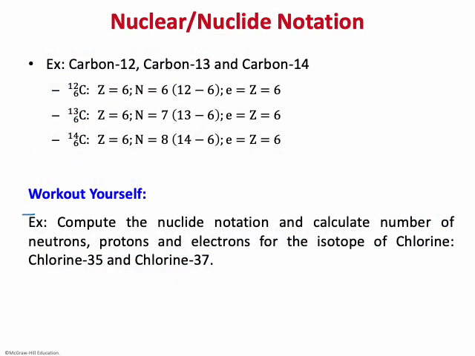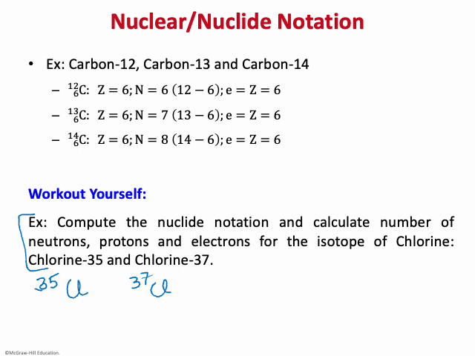You can try the question on your own. For example, it says compute the nuclide notation and calculate the number of protons, neutrons, and electrons for each of the isotopes of chlorine. Chlorine 35, chlorine 37. Again, if this number is given, that's the mass number. Chlorine 35 would be what? Cl, mass number is written on top, so Cl 35, Cl 37.